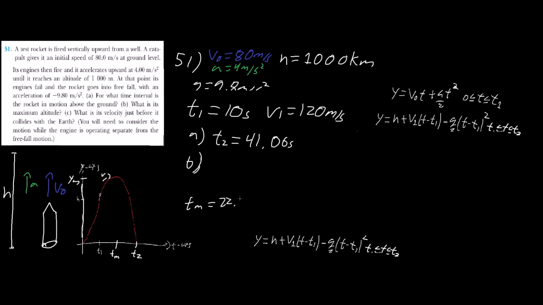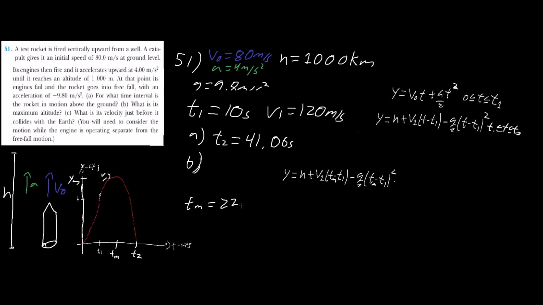So when t is 22.24 seconds, the y max is going to be specifically 1734.69 meters. So that's 1.7 kilometers right there, as I would put it. So that's it, folks. Then let's see what part C is asking. What is its velocity just before it collides with the Earth? Oh, that's pretty straightforward.